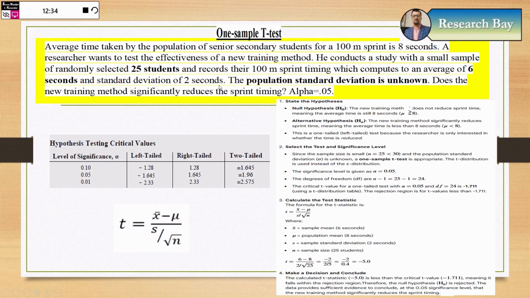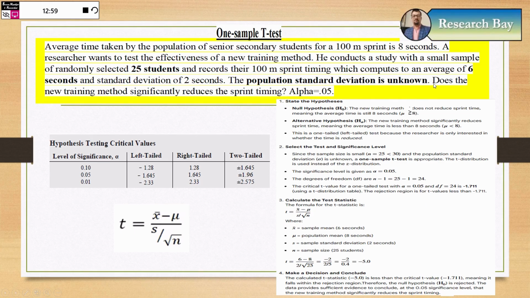Now you know, in a one-sample t-test, the sample size should be less than 30 and the standard deviation of the population is unknown. So the population standard deviation is unknown. That's why we go in for a one-sample t-test. If it's known, we go in for a one-sample z-test, and the sample size should be greater than 30. Does the new training method significantly reduce the sprint timing?